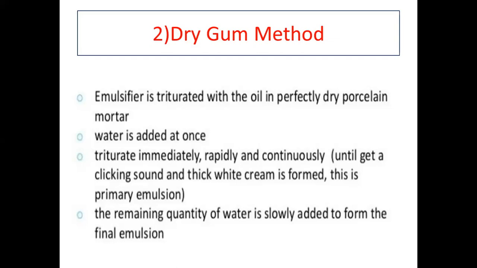How many ml of emulsion did you prepare? 30 ml. Okay. So to adjust the volume, what do we add as a vehicle? Water. So water is added to adjust the volume. So it is again a simple method. Firstly the emulsifying agent, emulsifier, and oil. Emulsifier means emulsifying agent. Triturate both of these in the mortar. After that add the water and continuously triturate it, and it gives a clicking sound and gives a white to nearly white cream. This is known as primary emulsion, and the remaining quantity of the emulsion is adjusted by addition of water. This is about dry gum method.